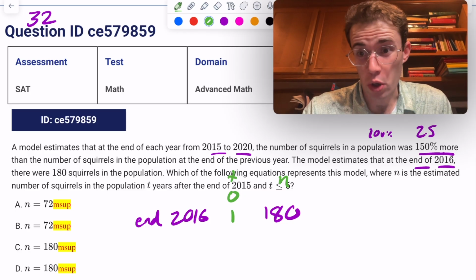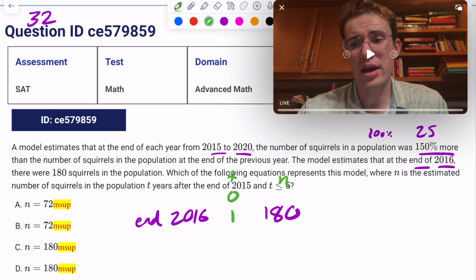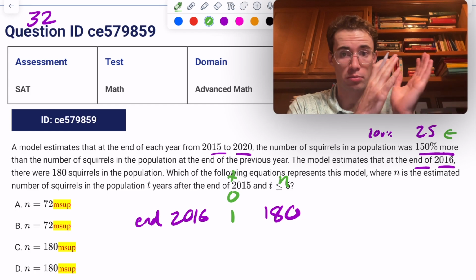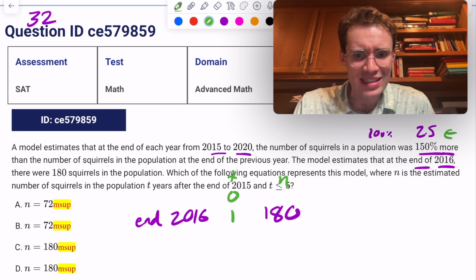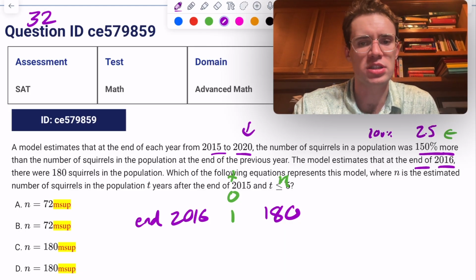This is exponential growth, right? You're multiplying it by 2.5 every year. And again, think about how I got that 2.5. We're adding 150% to 100%. So we're multiplying it by 2.5 times, right? 250%. And t is less than or equal to 5. That's just because the model only works until 2020.